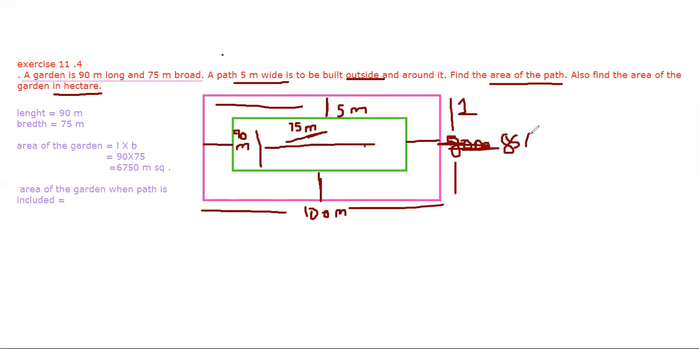Now why is it 85 meter here and 100 meter here? As you can see, it is 90 meter long, and it is 75 meter broad. Now if we look at it, what is it asking us? Over here, let us say the length is 90 meter.